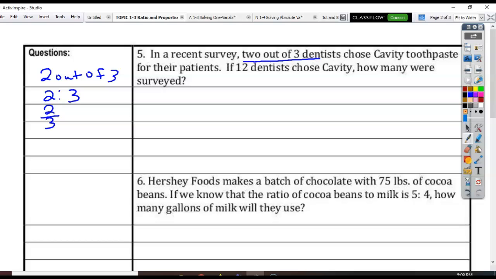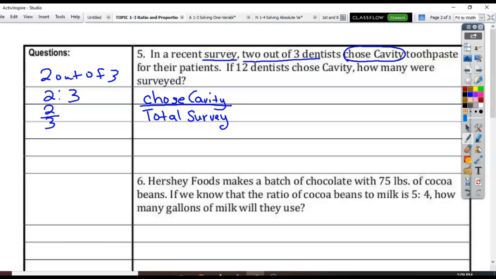Now you want to look for the words because we need to make sure that we know what's the 2 and what's the 3. So it says 2 out of 3 chose cavity toothpaste. So I'm going to set up my ratio in words. That's chose cavity toothpaste. I'm just going to put chose cavity. And the other number is the total survey. That's the total number of dentists that were surveyed.